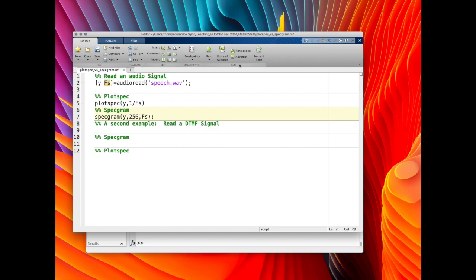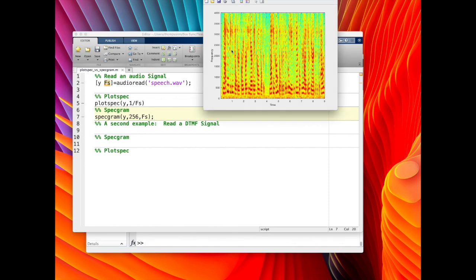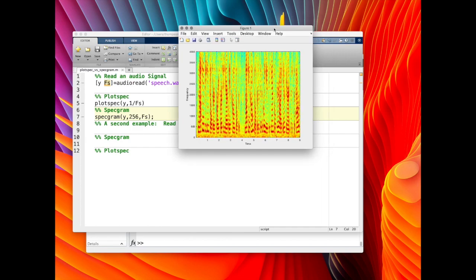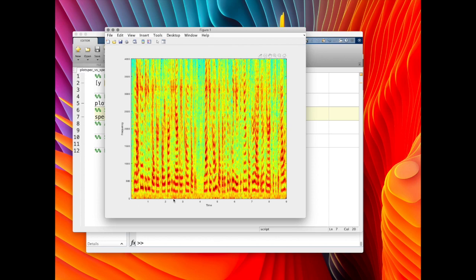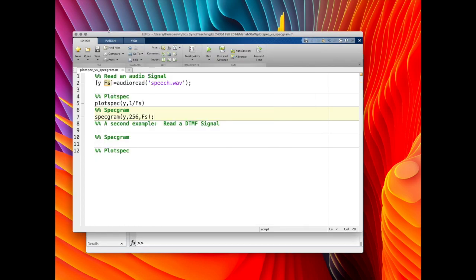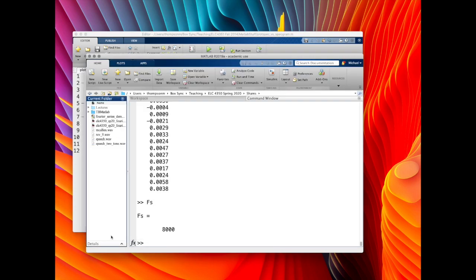Okay, so let's run that section, and up comes the spectrogram plot. You may have seen some of these before, but this is the speech file as a function of time and frequency. So the blocks are going across this way, so it gets 9 seconds, and then frequency component of speech is going up this way. All right. Well, I want to do one more example that I think helps illustrate the difference between plot spec and spectrogram, and that is looking at this file here called macallan.wave.